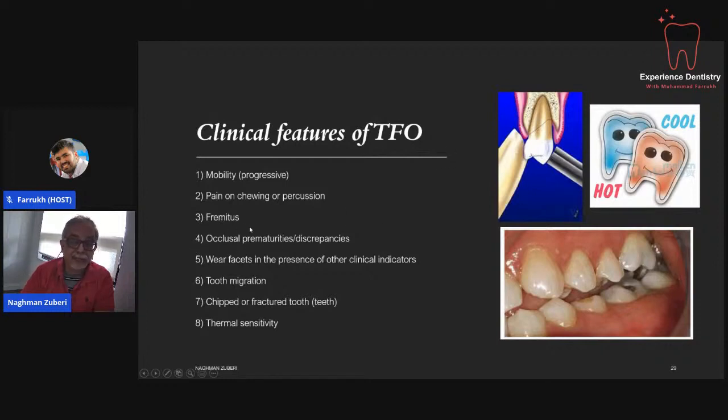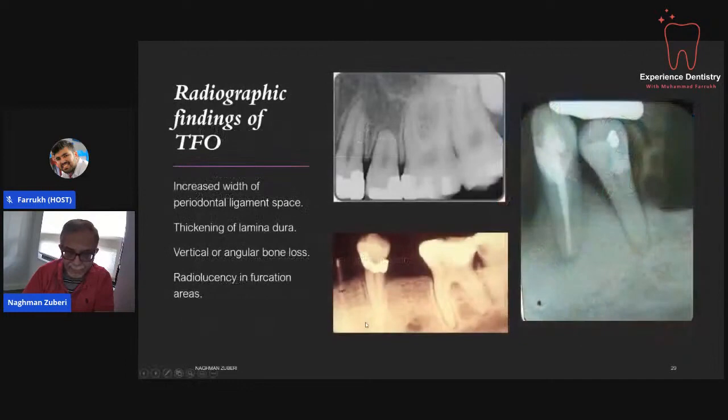Then there will be some signs of occlusal prematurities, discrepancies, or even wear facets, in the presence of other clinical indicators of trauma from occlusion. Teeth would be migrated, chipped or fractured, or even restorations. And definitely there will be sensitivity of the teeth to hot or cold, either liquids or even food.